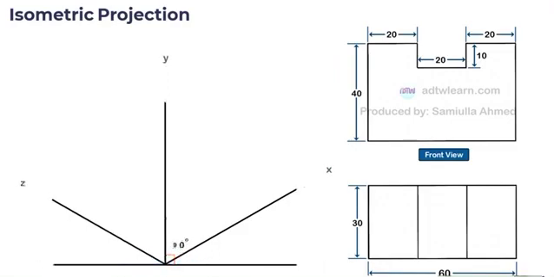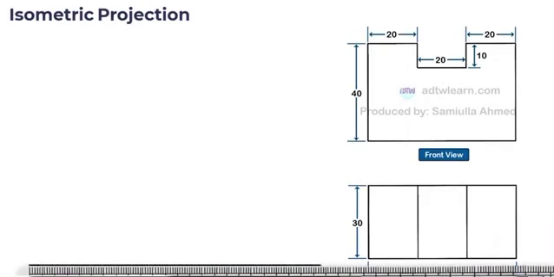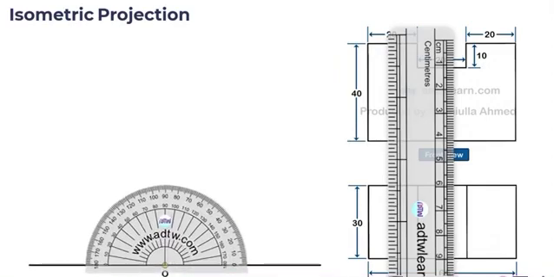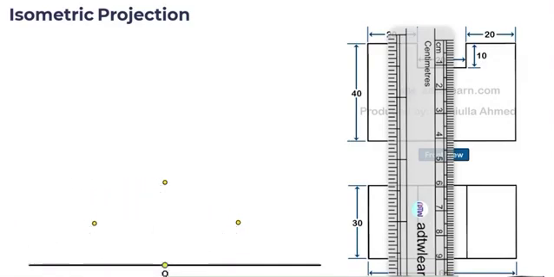Let's start drawing. Take a ruler and draw a horizontal line. Consider a center point on this horizontal line, and label it as O. After this, with the help of a protractor, construct the isometric axis. Mark a point at 30 degrees from both sides, and also mark the point at 90 degrees. After this, using these points as a reference, draw the lines from center point O.